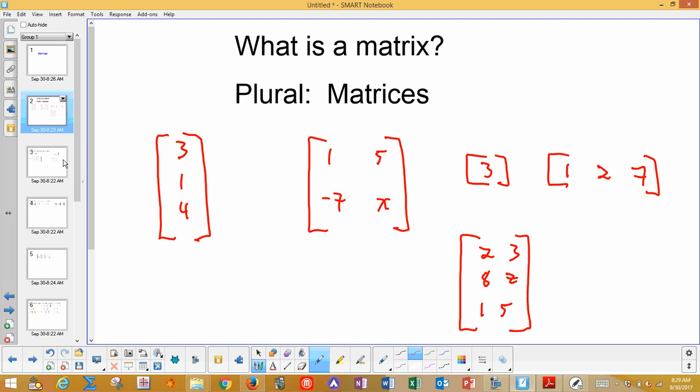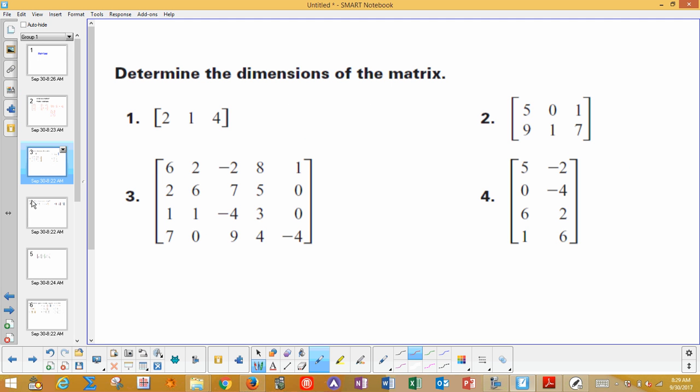Okay, so some things about matrices. We will sometimes discuss their dimensions to describe what they are. And the dimensions of a matrix are given in the number of rows by the number of columns. So rows go across, columns go down, like in a building. So this has 1 row and 3 columns. So this is a 1 by 3 matrix.